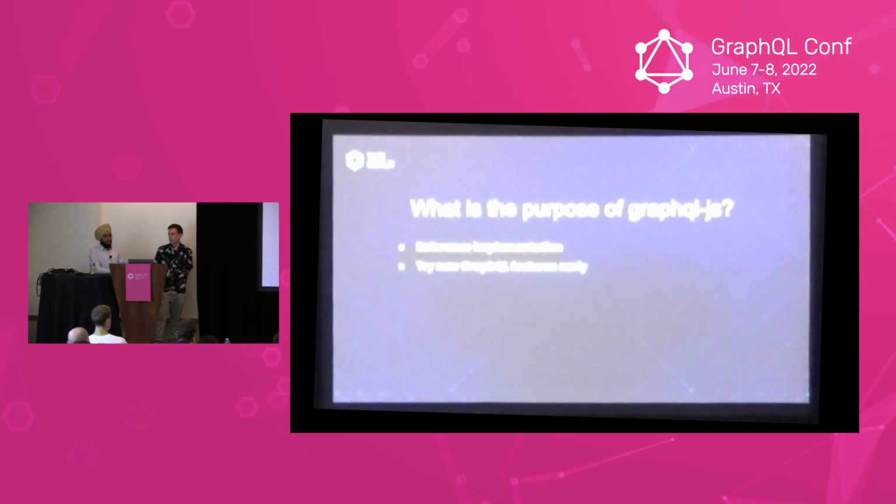So what is the purpose of GraphQL-js? What does it mean to be a reference implementation? How does the spec work? GraphQL has a specification that the technical steering committee and the working group work on, refine, and that's what gets added to the spec.